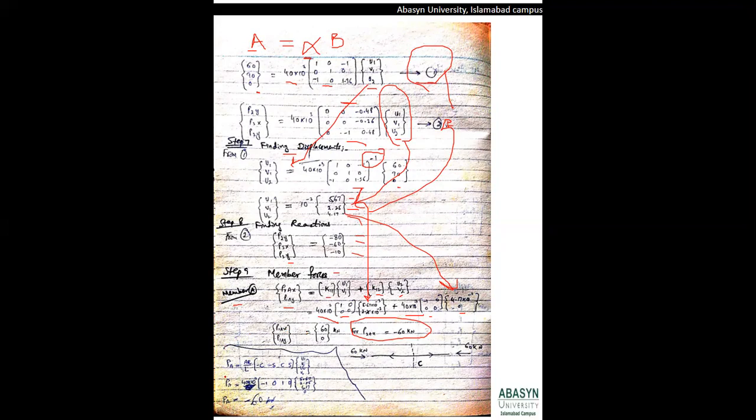Hibbler states that the member forces can be calculated using this relation as well. The member force in member A, that is PA, becomes equal to AE over L multiplied by [-cos theta, -sine theta, cos theta, sine theta], multiplied with the displacements of the nodes of that member, that is u1, v1, u2, v2.